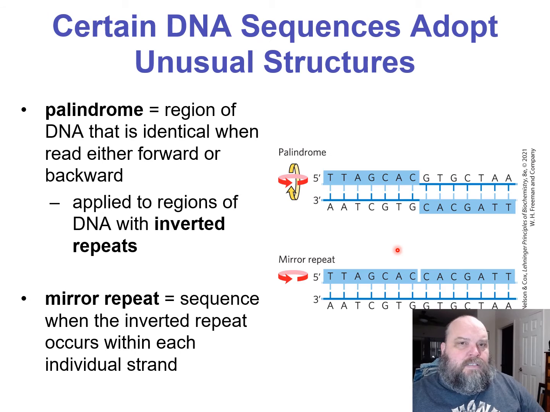Remember at the beginning of this section I talked about there being levels of complexity: primary, secondary, tertiary. Well, some of the complexities we see there are going to be due not just to the shape, B, A, B, Z, but also what sequence the nucleotides are in. We see what is referred to as palindromes and mirror repeats. Palindromic sequence, TTAGCAC.